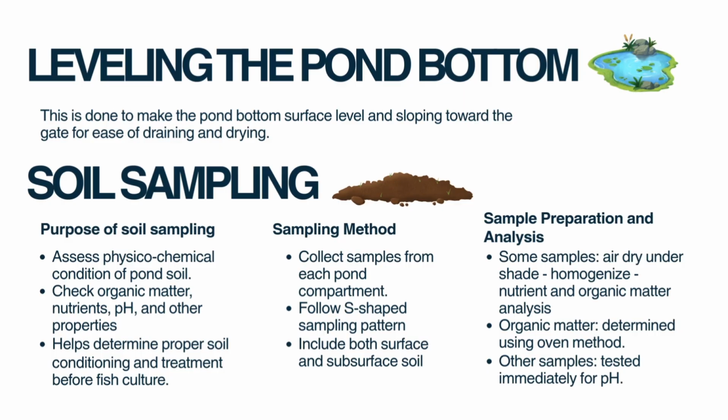For sample preparation and analysis, some samples will follow this step: air dry under shade, then homogenize, then nutrient and organic matter analysis. Then the organic matter will be determined using the oven method. Other samples will be tested immediately for pH.